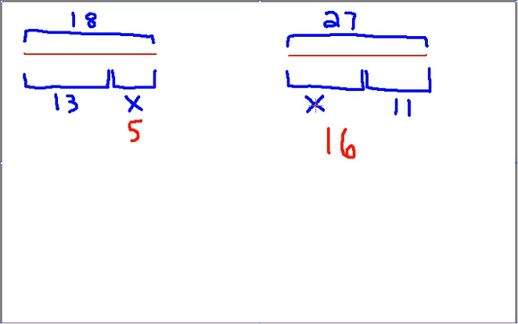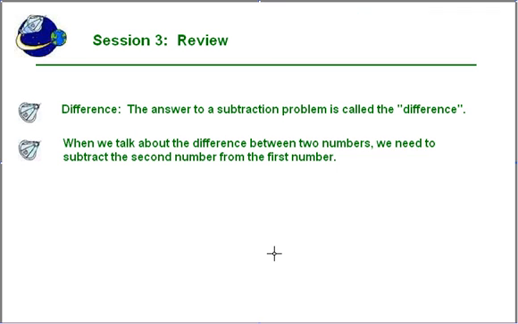Well, how can we double check to see if that's an accurate answer? We double check by taking our answer and adding it to what we subtracted. Well, what we subtracted was 11. Does 16 plus 11 equal the 27 that we started with? Yes, it does. So we used our addition here to double check the accuracy of our subtraction problem. Okay, let's move on quickly then to our review and we'll be finished with session 3.